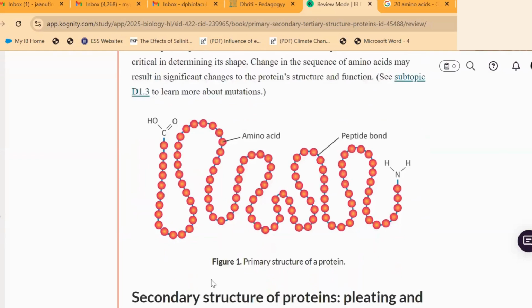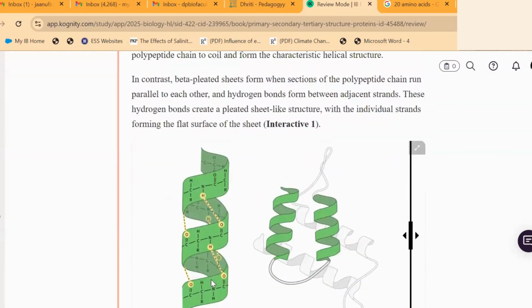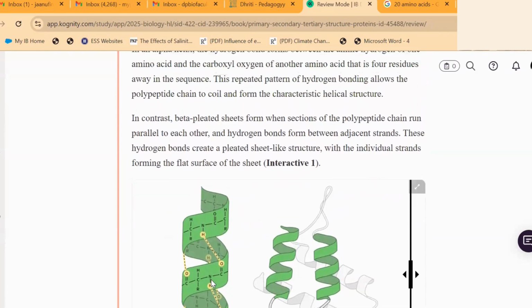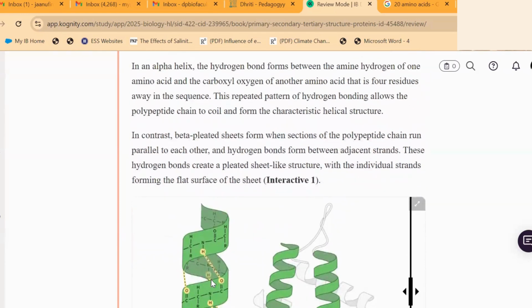Secondary structure comprises two different figures or components. There's an alpha helix, which is what's shown there, and then there's the beta pleated sheets.